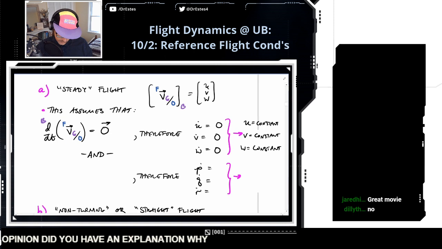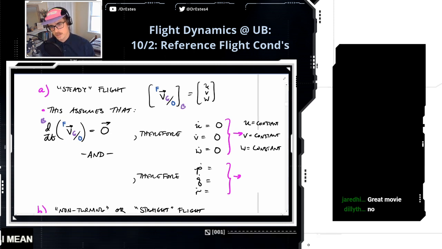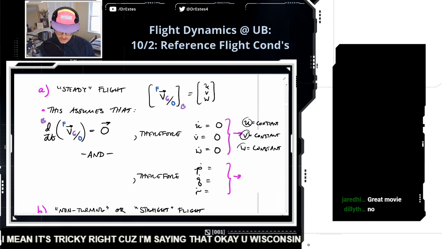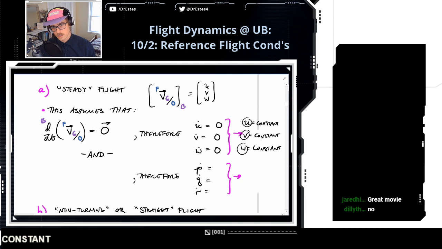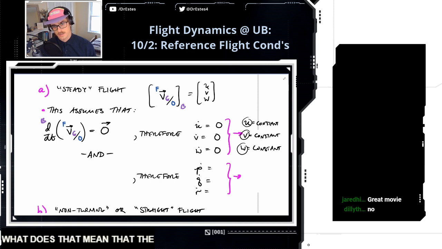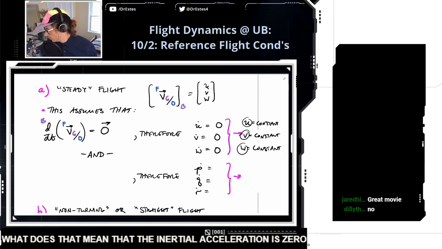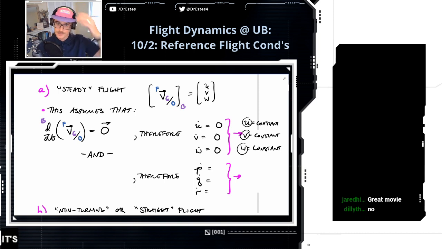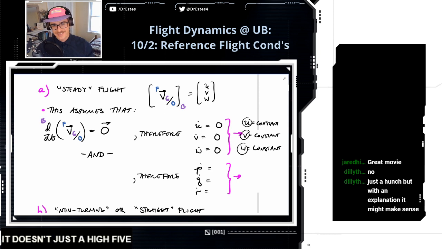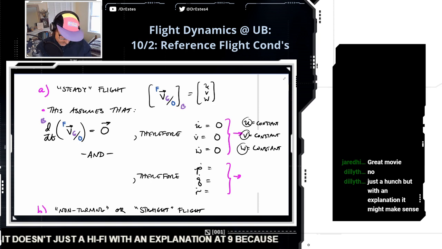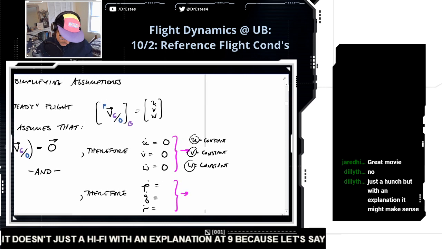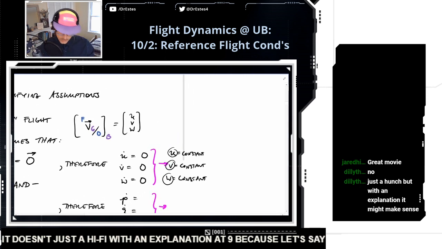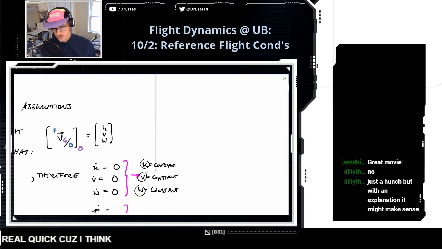I mean, it's tricky, right? Because I'm saying that U is constant, V is constant, W is constant. But does that mean that the inertial acceleration is zero? It doesn't. Just a hunch, but with an explanation, it might be. Yeah, I know. Let's just do this real quick, because I think this is a very tricky thing, okay?